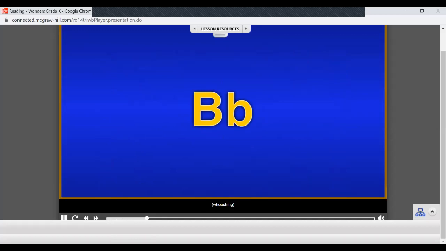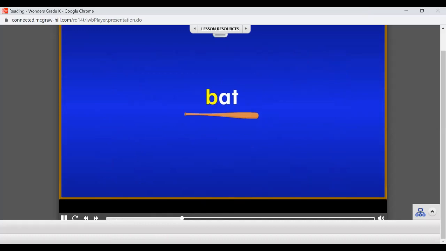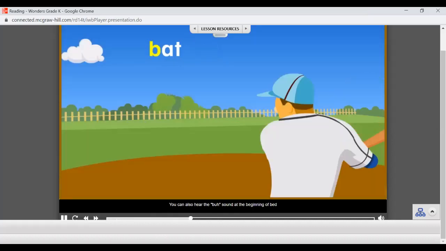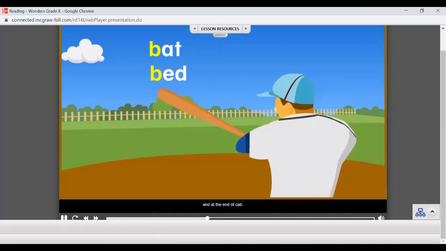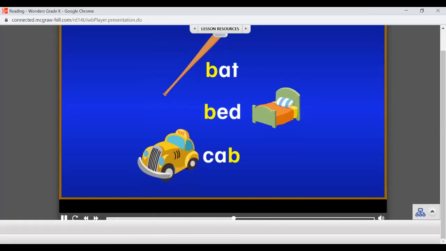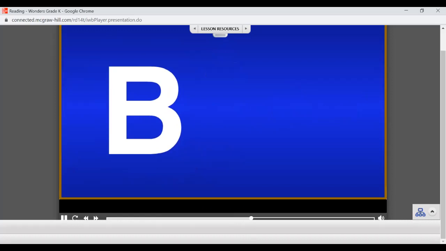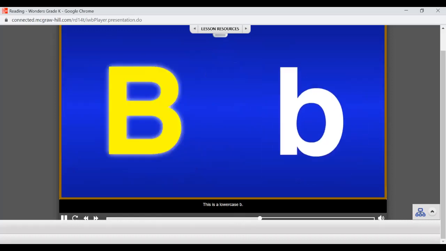Consonant B. The letter B stands for the B sound you hear at the beginning of bat. You can also hear the B sound at the beginning of bed and at the end of cab. This is an uppercase B. This is a lowercase B.